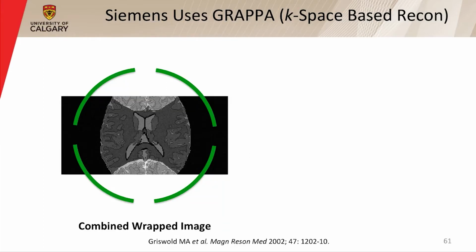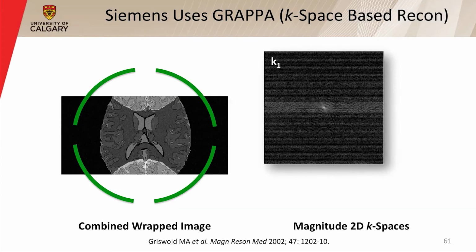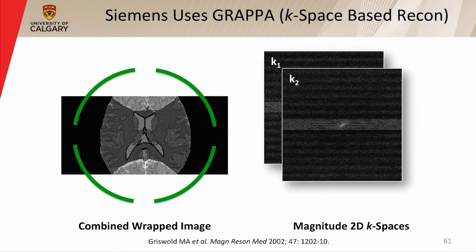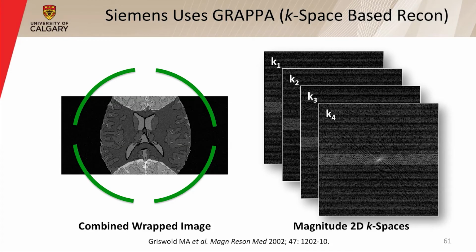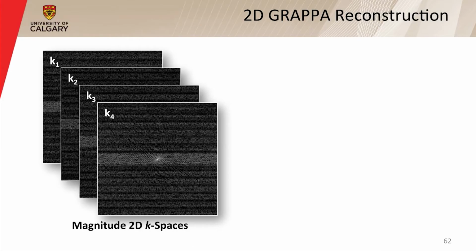Now there's something for you Siemens people called GRAPPA, and this is by Mark Griswold's baby. And basically the idea is it's similar but different. So we still have our undersampled image, and we still have these coils like this. So basically what we do is we fully acquire, let's say, the central 12 lines, and then we undersample every other line in K-space.